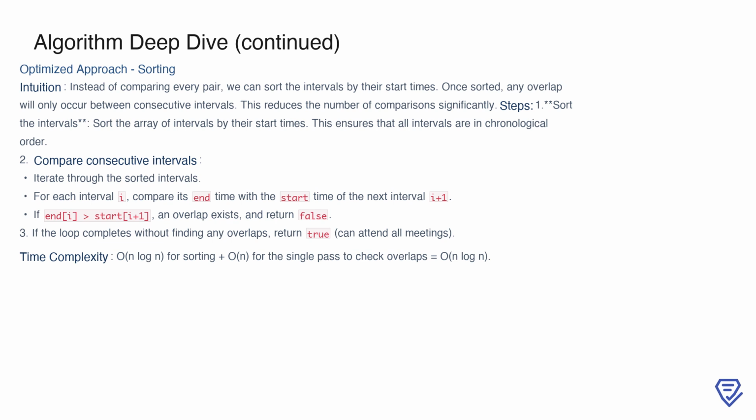Then, we iterate through the sorted list and check each interval's end time against the start time of the next interval. If the end time of one interval is greater than the start time of the next, an overlap exists, and we return false. If no overlaps are found after checking all consecutive intervals, we return true. This approach has a time complexity of O(n log n) for sorting and O(n) for the single iteration, making it much more efficient than the brute force method.